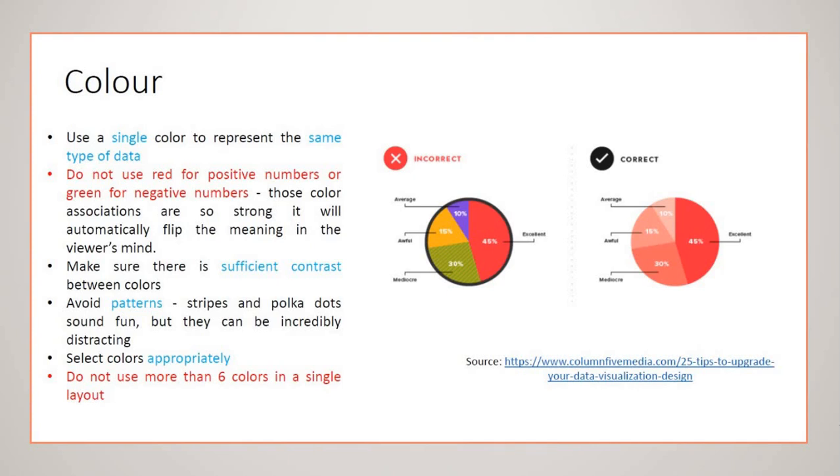Do not use red for positive numbers. Another guideline, don't use red for positive or green for negative. Biasanya red ni untuk negative, green for positive. So those colours association are so strong, it will automatically flip the meaning in the viewer's mind. So dalam kepala kita biasanya merah tu salah, right, wrong, right? Green is correct. Okay, kalau tanda dekat WhatsApp pun tanda tick tu hijau, tanda pangkah tu wrong kan, merah.